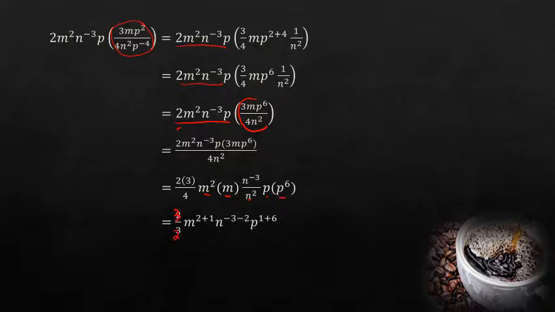Sorry for that. So that will now become m to the power 2 plus 1, n to the power negative 3 minus 2, p to the power 1 plus 6, or that is 3 over 2, m cubed, n to the power negative 5, p to the 7. We still have a negative exponent, so we simplify that further. So what we'll get, 3m cubed p to the power 7 all over 2 n to the power 5.